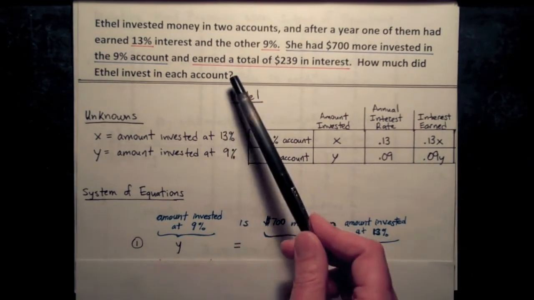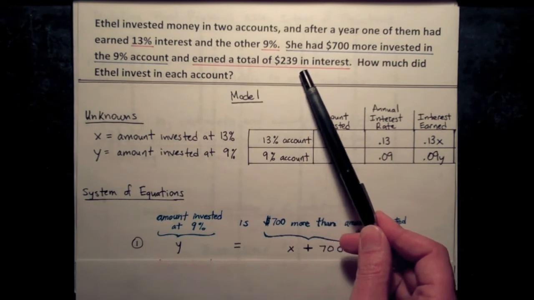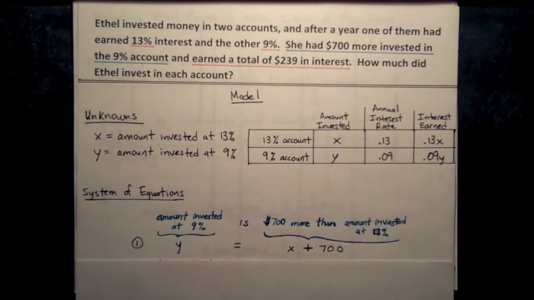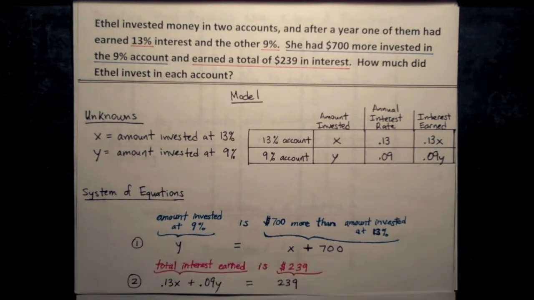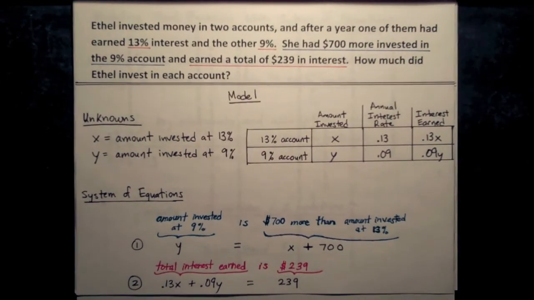The second key statement, she earned a total of $239 in interest for the year, tells us that the total of these two amounts is $239. So this is the sum of the two amounts from the third column equals 239. So that completes our model. We have our system of equations. Let me show you how we solve that.